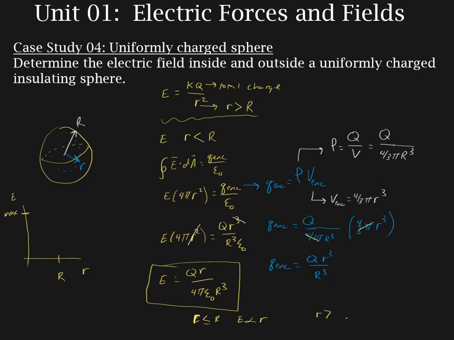When r is greater than capital R, then we're going to have E being proportional to 1 over r squared. So that makes it easy to construct our graph. We're going to have a linear graph all the way up to the maximum till we get to the outer edge of our sphere, and then it's going to drop off as 1 over r squared. Let's try that again. There we go. And so we could say here that E is proportional to 1 over r squared, and here we get E is directly proportional to r.